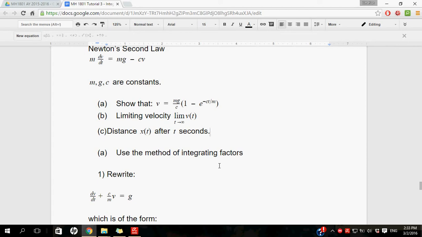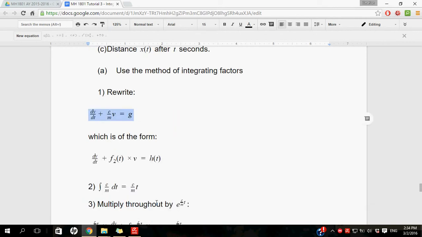For the first part, we will make use of integrating factors once again. This is our differential equation, so we will rewrite it a little bit. We'll take the part involving v and shift it to the other side, so we will obtain this formula. Notice as well, I divided throughout by m. Dividing by m gets rid of m from dv/dt, gets rid of m from g, and we must divide by m for v.